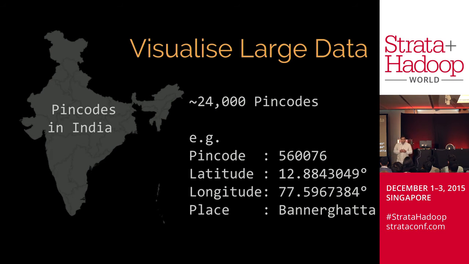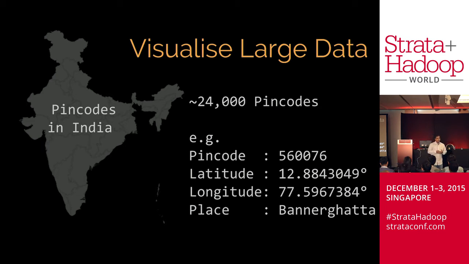So I'm going to visualize another set of data, which is 24,000 pin codes in India. Now, pin codes are the equivalent of postal codes. In the US, you'll call it zip codes. In other places, you still call it postcodes or whatever the denomination is. But basically, it demarcates an area within a geographic space, right? So there are about 24,000 of them.